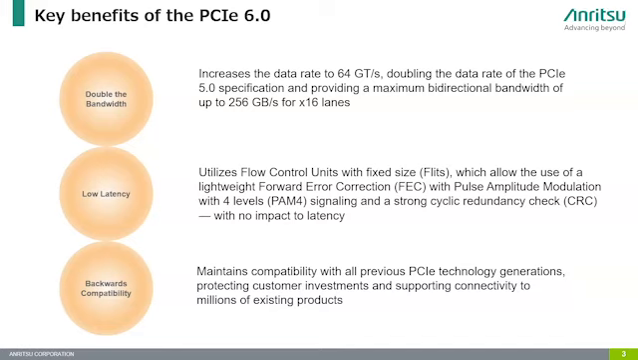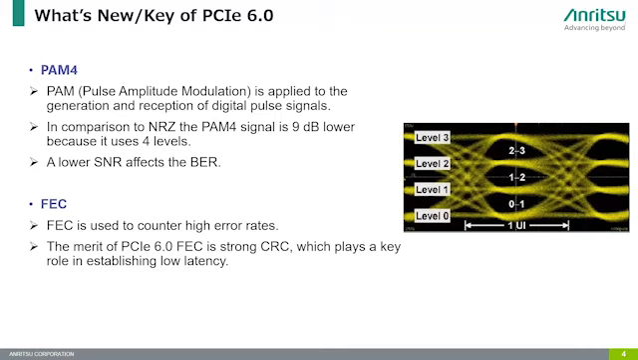Then, what's new and key for PCIe Generation 6? The first one is PAM4. For optical engineers, maybe PAM4 is nothing new, but for this PCIe interconnect for the backplane, PAM4 is very new. Up to Generation 5, the modulation scheme was all NRZ. Then Generation 6 started using PAM4 to double the bits. So the baud rate is the same, 32 gigabaud, but using PAM4 you can double the bandwidth.